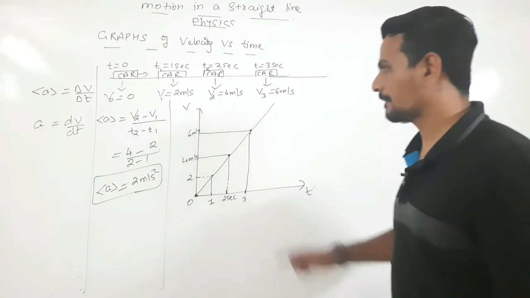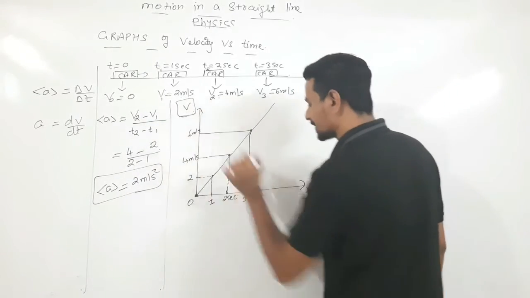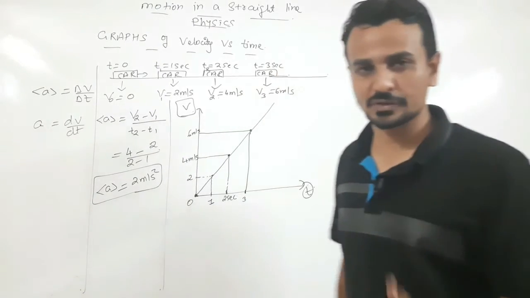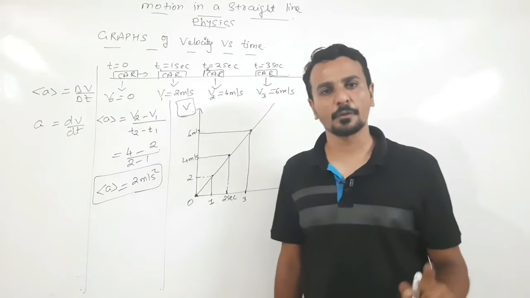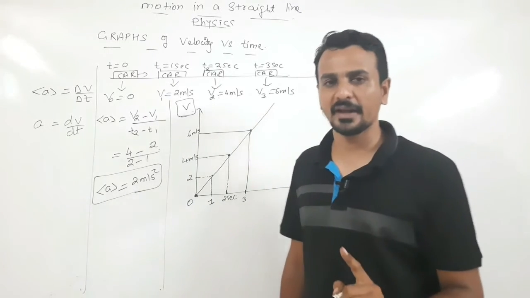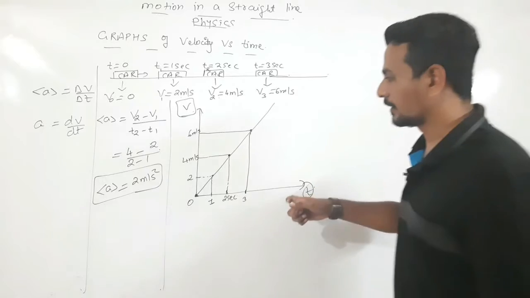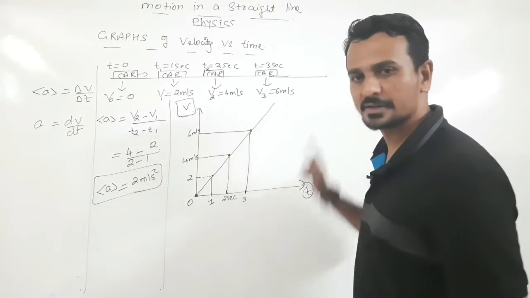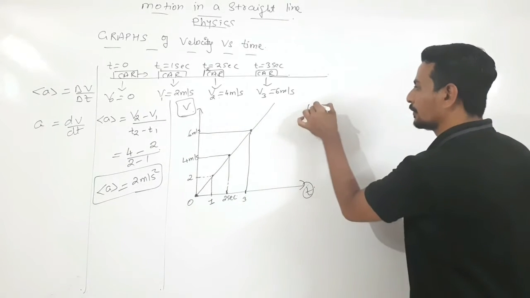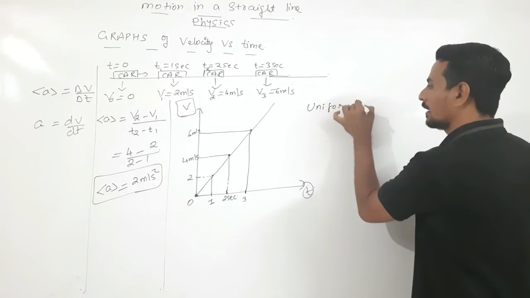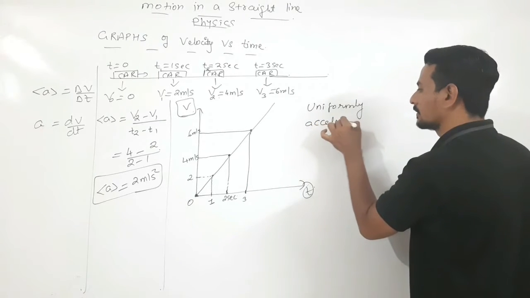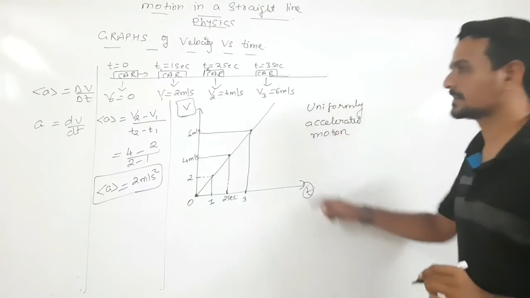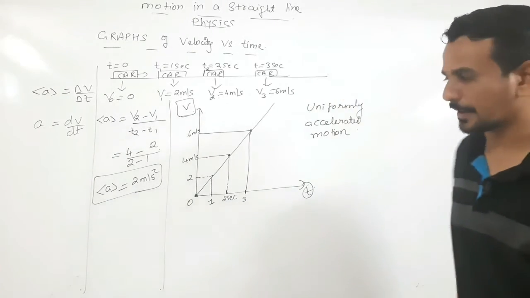But the same shaped graph we had seen for position-time. There, that was representing uniform motion. Uniform motion means when any object is moving with constant velocity. This is not uniform motion, because the velocity of the object is not remaining constant. So this is known as uniformly accelerated motion; the object is performing uniformly accelerated motion.